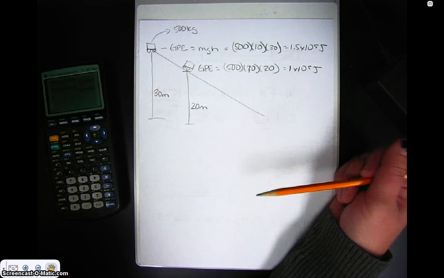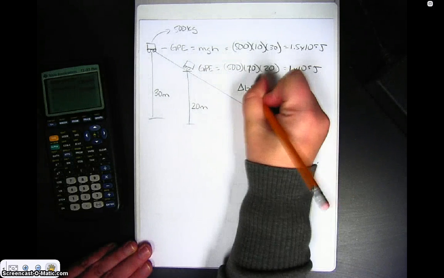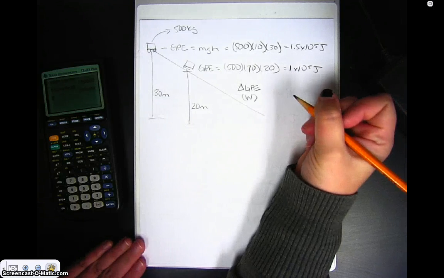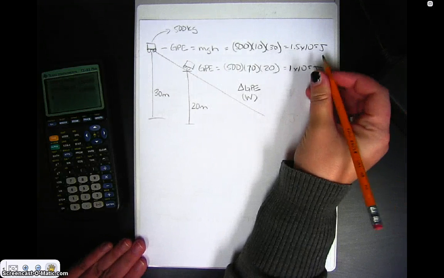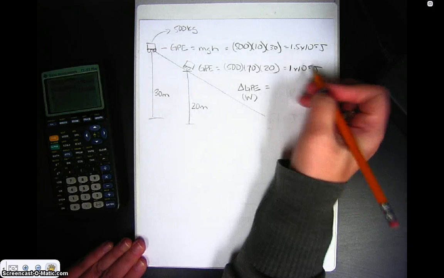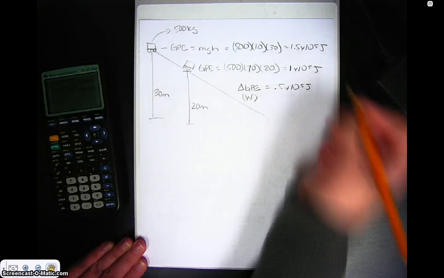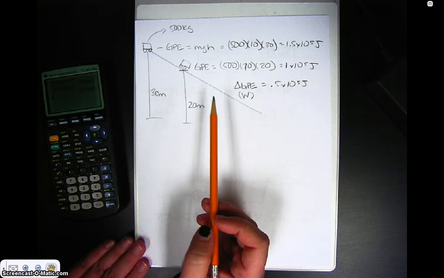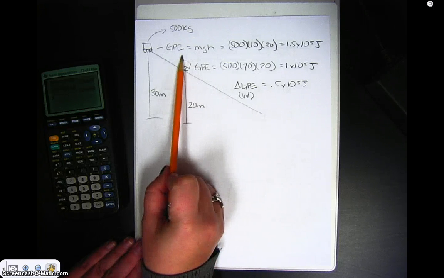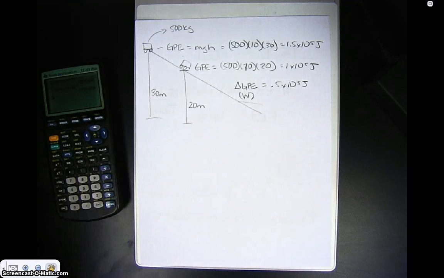Now, the other type of question that you could be asked is, what is the change in gravitational potential energy, which also could be called work? And that would just be the difference between these two, going from here to here. So that's a real easy problem to solve. We would just say it's 0.5 times 10 to the 5th joules. Okay, so these are all different ways that we could be asked this problem. We could be asked instantaneous gravitational potential energy at any moment, or we could be asked change in gravitational potential energy.